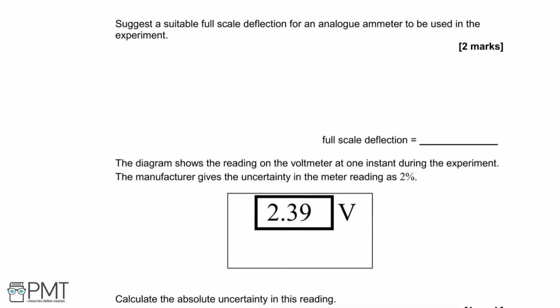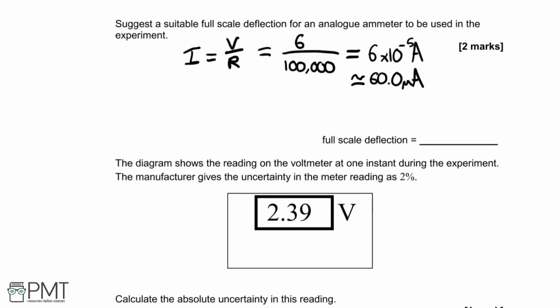Suggest a suitable full-scale deflection for an analog ammeter to be used in the experiments. So in order to calculate this value, we need to first of all work out what the current is going to be to start with, because that's when it's going to be at its highest. So the way to find the current is by dividing the voltage by the resistance. Remember, we're starting with 6 volts, and we're going to divide by 100,000 ohms. That should give us 6 times 10 to the minus 5 amps, which is approximately 60 microamps. And there's your first mark.